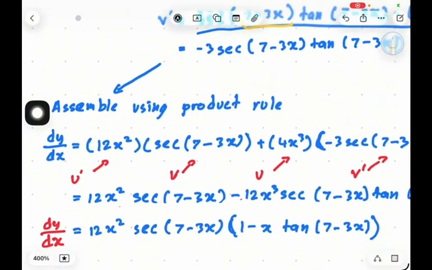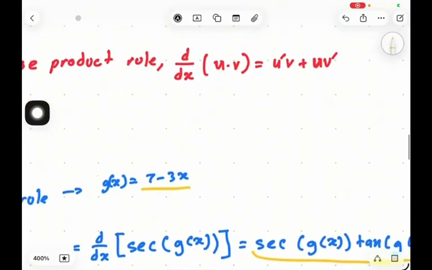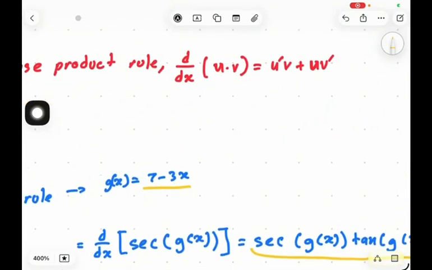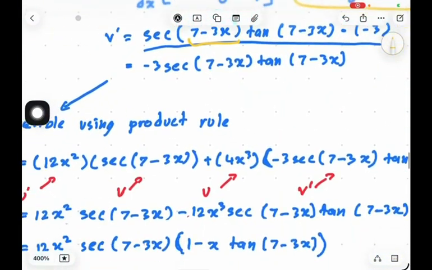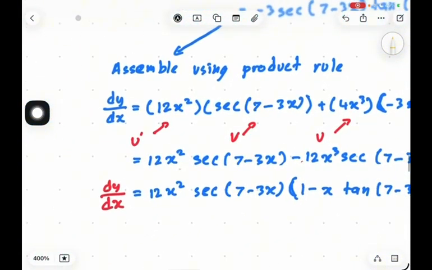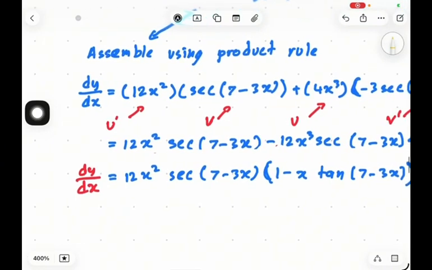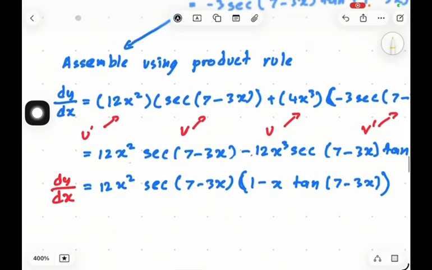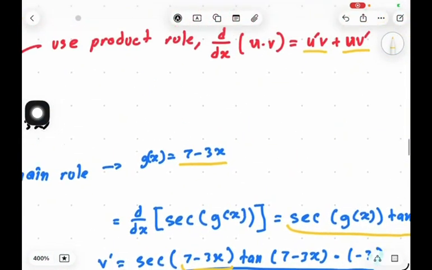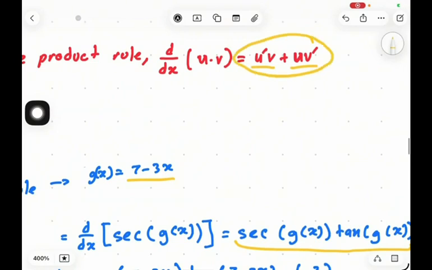And then we have to assemble it using the product rule, which I showed earlier, which is u prime times v plus u times v prime, and we take all that we calculated before and just substitute it into this one.